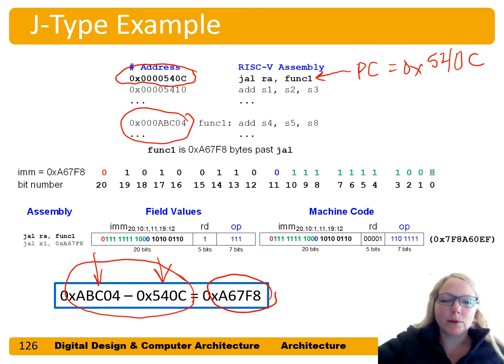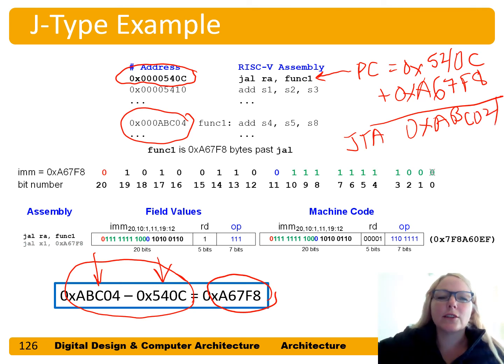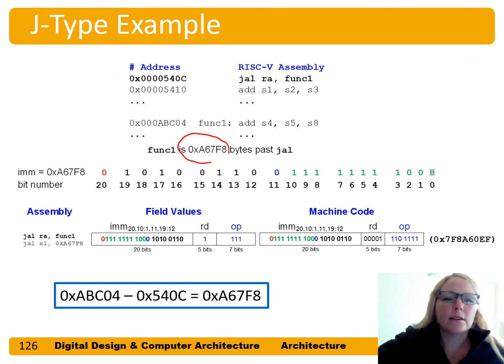So eventually in hardware we'll add this A6, 7, F8 to the current PC to get what's called the target address, or the jump target address. And once we add those together, we're going to get hex ABC04, which is the destination or the target address. So we're going to encode this immediate into our immediate field. In this case, we have 20 bits.